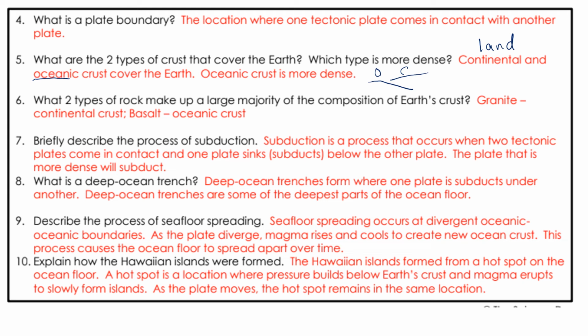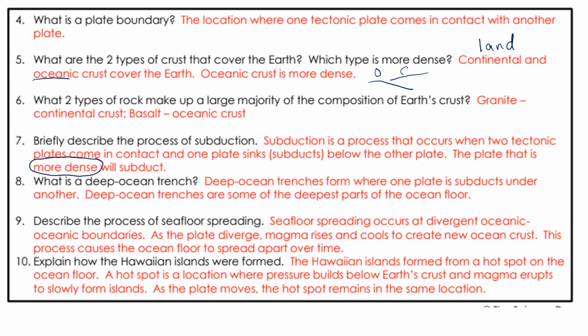What two types of rock make up a large majority of the composition of Earth? Granite, which some of you might have in your kitchen, is an igneous rock, and basalt is also igneous. That's oceanic crust. It's a black looking rock. Briefly describe the process of subduction. Subduction, like a submarine, is when one plate goes underneath the other. It sinks underneath the other because it is more dense.